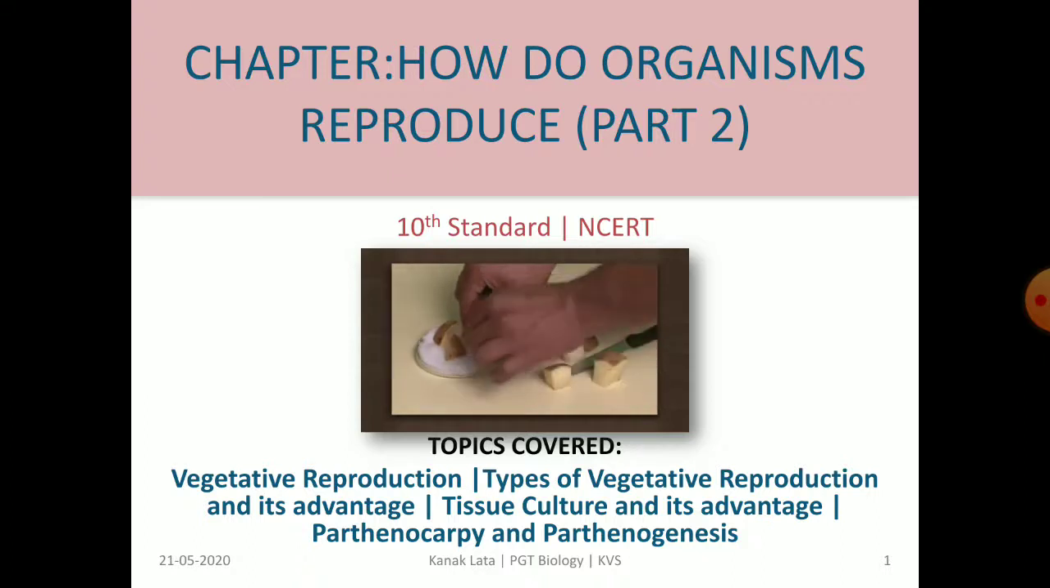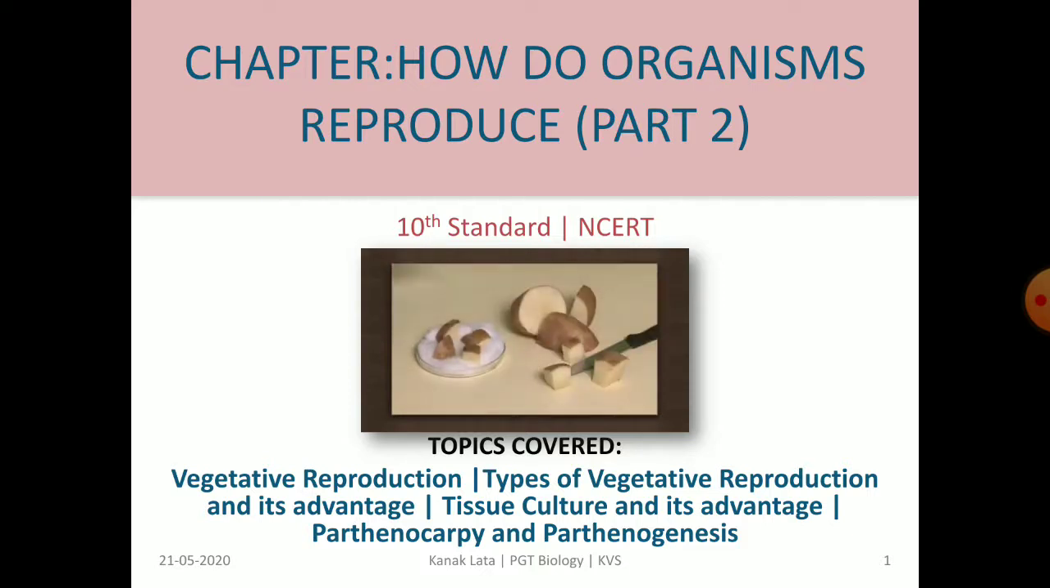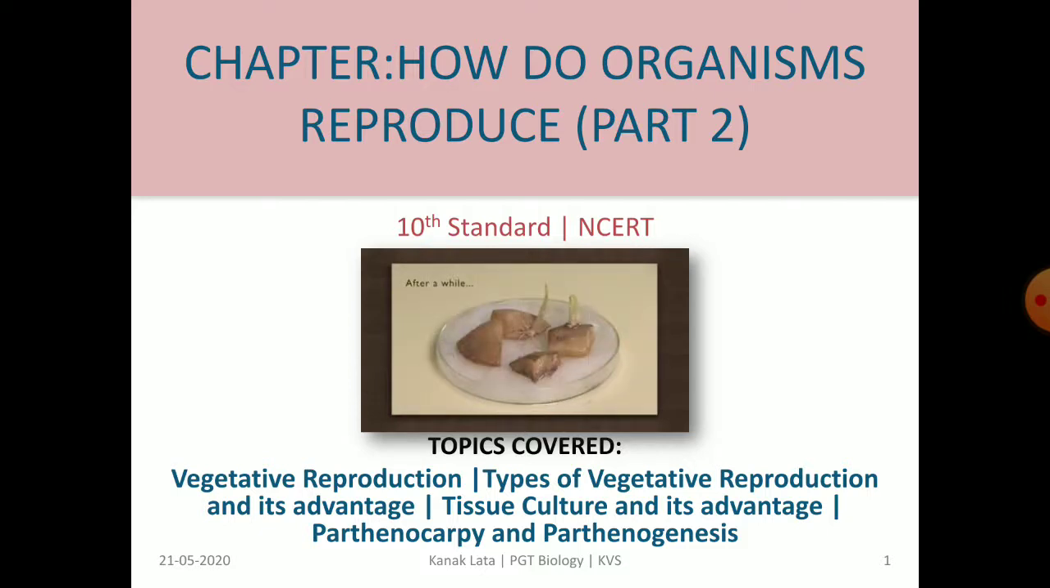Today in this online session, I am here with part 2 of how do organisms reproduce of 10th standard. In this session, we will discuss vegetative reproduction, types of vegetative reproduction and its advantages, tissue culture and its advantages, Parthenocarpy and Parthenogenesis.